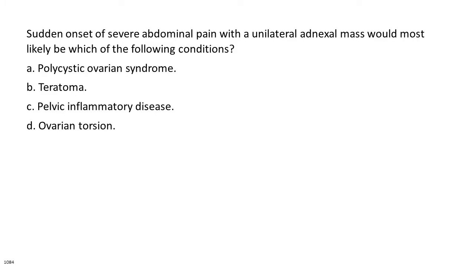Sudden onset of severe abdominal pain with a unilateral adnexal mass would most likely be which of the following conditions? A. Polycystic ovarian syndrome. B. Teratoma. C. Pelvic inflammatory disease. D. Ovarian torsion.